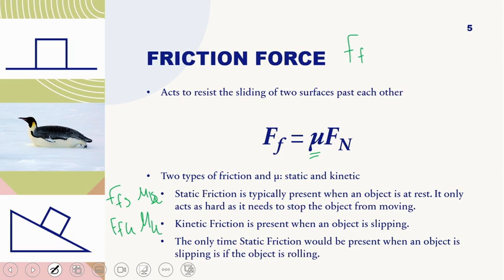Static friction is typically present when an object is at rest. It prevents objects from moving even while another push or pull is acting on it. For example, if you look at this box on the incline, the gravitational force would make it slide down, except it could be counteracted by an equal amount of static friction. And this would keep the object from moving.